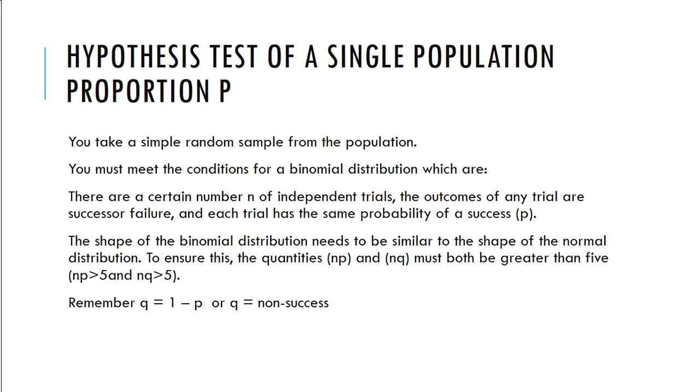The p here is like with the heads or tails. Say I want to toss a coin 10 times, and heads is p and tails is q. So n is 10 because I tossed the coin 10 times. Say I tossed 4 heads. So p would be 4 because that's the number of times I tossed heads, and q would be 6 because that's the number of times I got tails. So remember, q equals 1 minus p, or q equals the non-success.